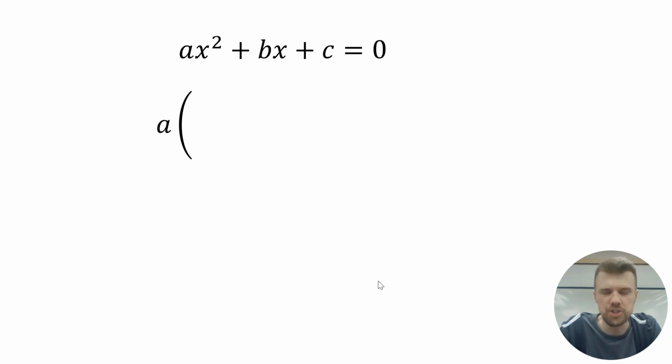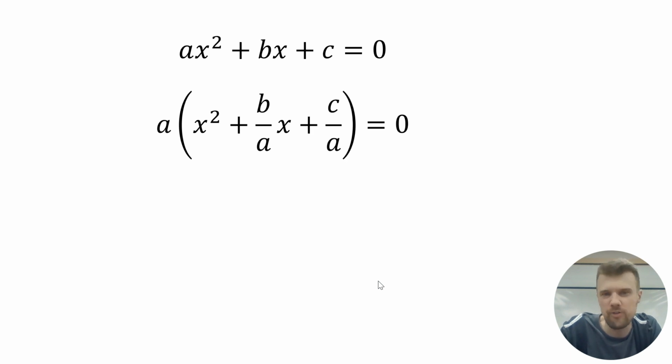So, looking at what's going to be left inside the brackets, it's basically the quadratic now divided by a. So, ax squared will become just an x squared, bx will become b over a lots of x, and then the c will be divided by a to get c over a, and then, of course, closing the brackets and setting it equal to 0.